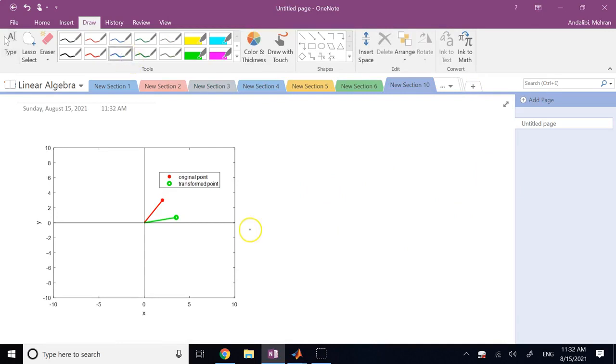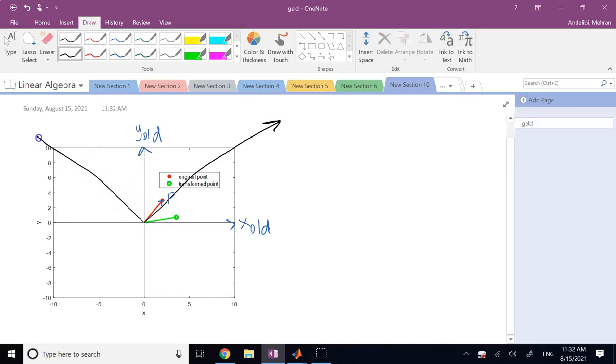So this is your original frame, x old and y old. This is point P. Now you said if I rotate my x old and y old and get the new frame, x new and y new, which are what? They are rotated by 45 degrees, so they should be like this. This is one of them, and the other one is like that. So this is x new and this is y new.